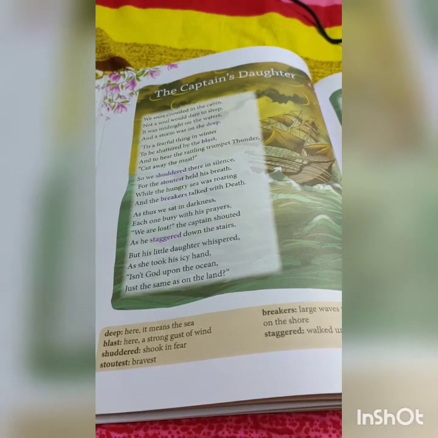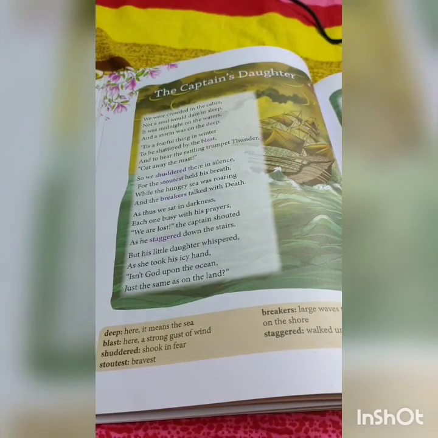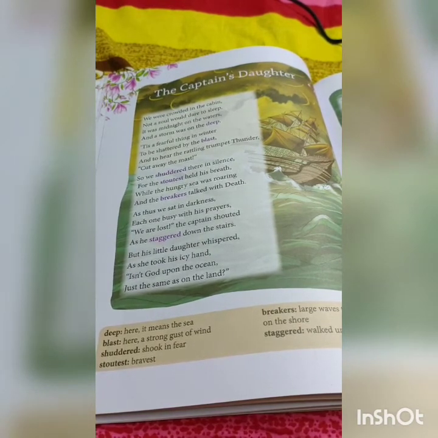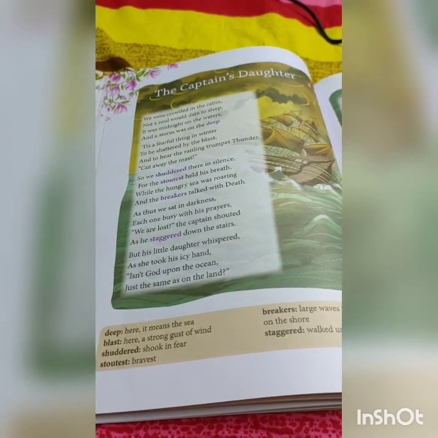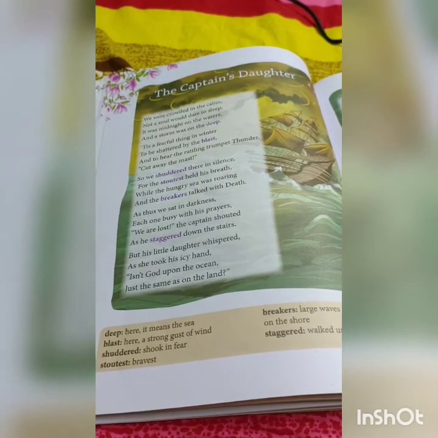Okay. And the breakers talked with death. The breakers means large waves that break into foam on the shore. See, it is written in the book only. See, breakers means large waves. You have seen in the sea now there are some large waves that break into foam. So the breakers means actually the strong waves. Okay, large waves, whatever. And the breakers talked with death. It seems that the sea waves were talking with death.